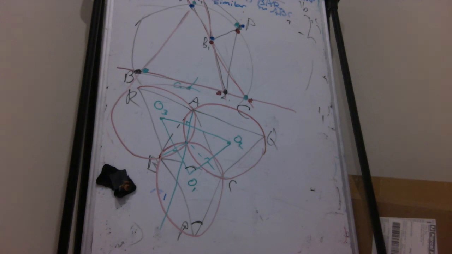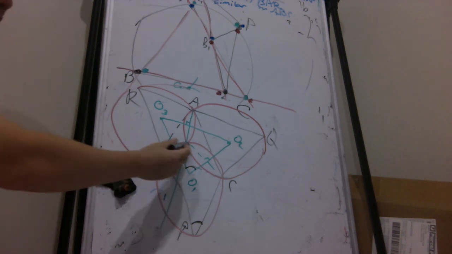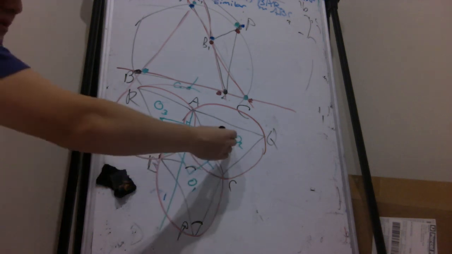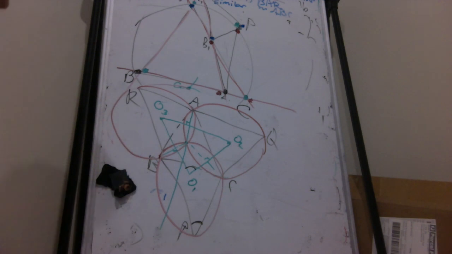Can you assume that? Can you even assume that? I don't think you can assume those 90s. You can only assume one of the 90s, because you know the radical axis is perpendicular to the center line. We proved that in algebra weeks ago. So they're all 90, right?